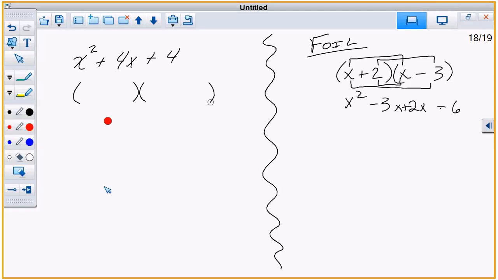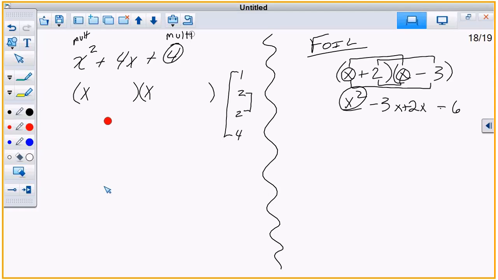And we know that the first two is going to be x, because x times x will always give us x squared. Now these will get more difficult in the Algebra 2 section, but right now we're just starting with, we're crawling before we walk, okay? And I know that this 4 has a multiple of 1 times 4 or 2 times 2. 2 times 2 will always give me 4, and 1 times 4 will always give me 4.